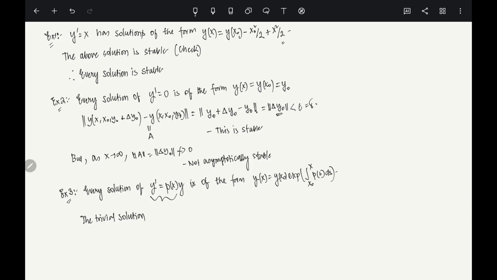What I mean is the trivial solution is stable. Checking that part is trivial. Yes, so it is trivial. So the trivial solution is stable. Okay, but what about asymptotic stability? But it is asymptotically stable.